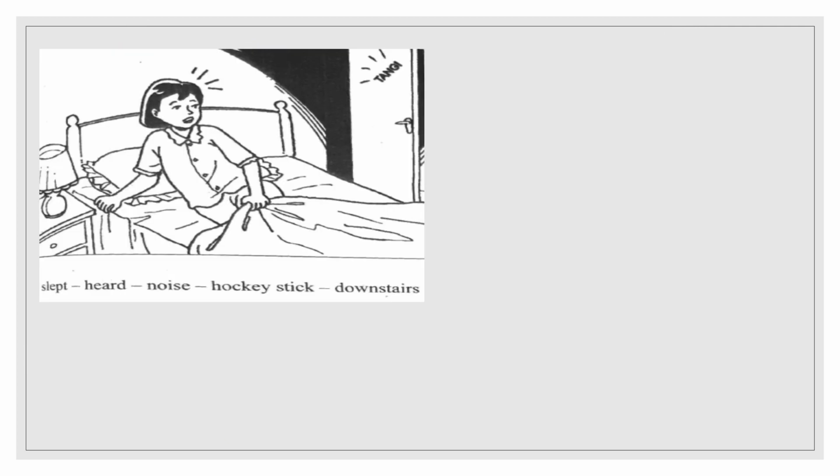Alright, now let's look at the first picture. See the words given here. Slept, heard, noise, hockey stick, and downstairs. Now, these words are just to help you write your story, okay? If you couldn't use the words, or if you do not know how to use the words, you can change, okay? Use your own words instead, alright? If you do not understand the words given, I would advise you to try to write using your own words, okay? It doesn't say you must use all the words. It merely says you may, okay?